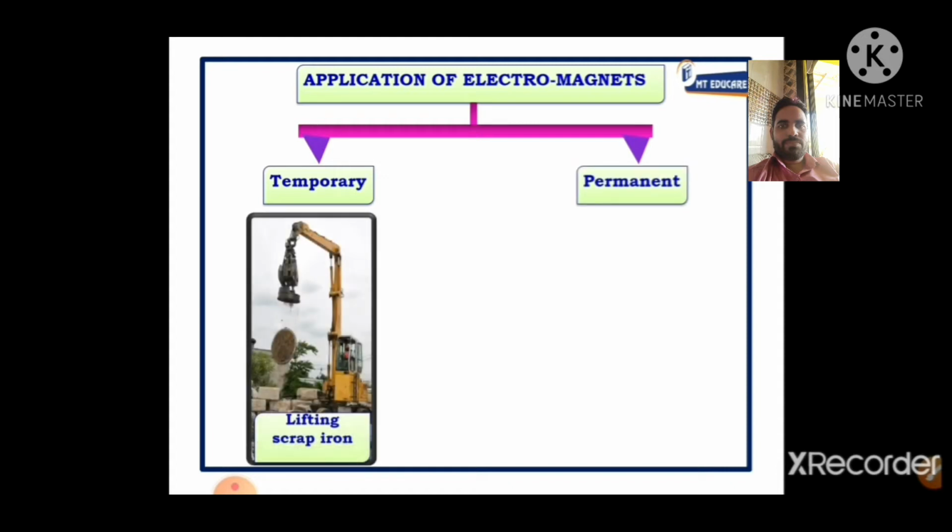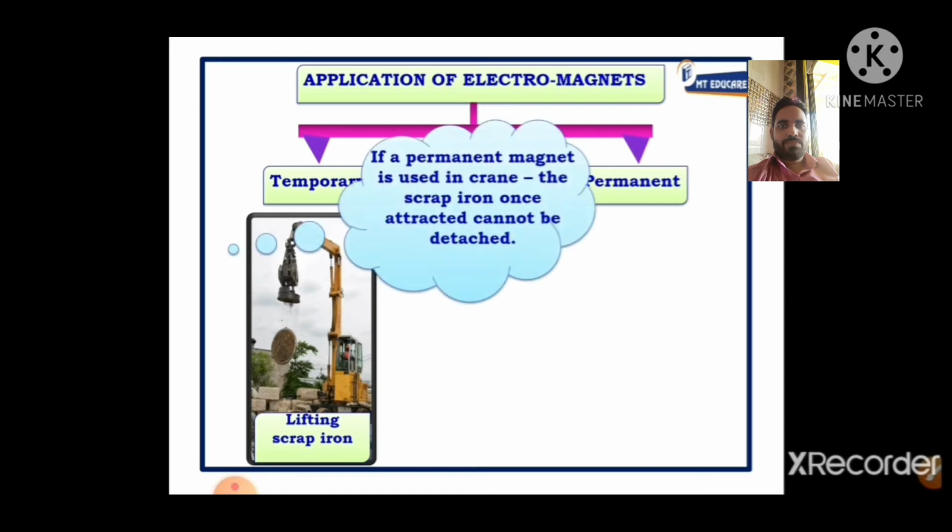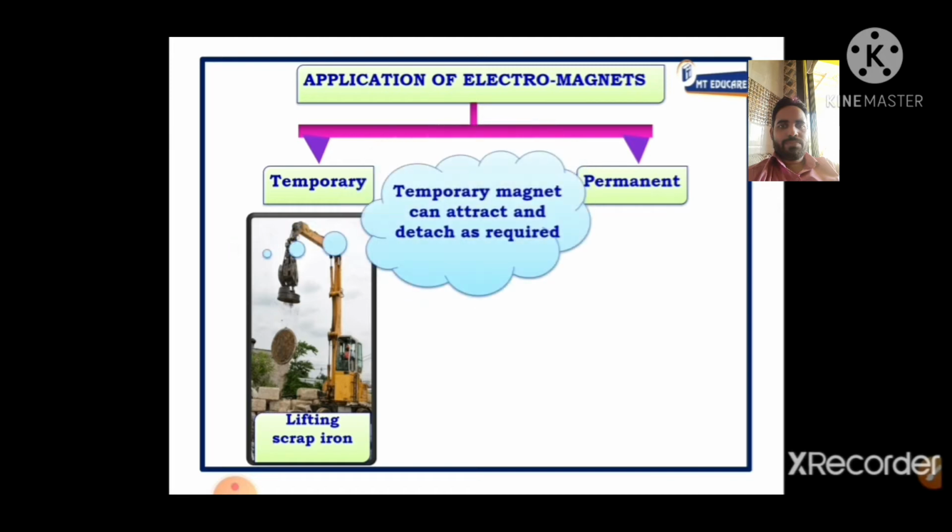See, the temporary magnet is used in cranes to lift scrap which is made up of iron. So in that, temporary magnets are used. If a permanent magnet is used in the crane, the scrap iron once attracted cannot be detached. So therefore we use a temporary magnet. We cannot use a permanent magnet, because we have to detach the iron which has been attracted towards the magnet. So a temporary magnet is very convenient; it can attract and detach as required.